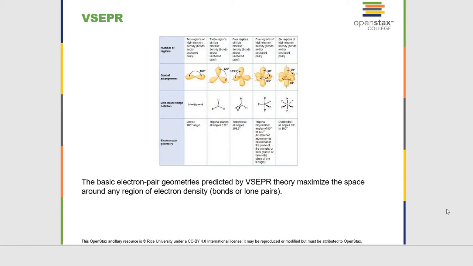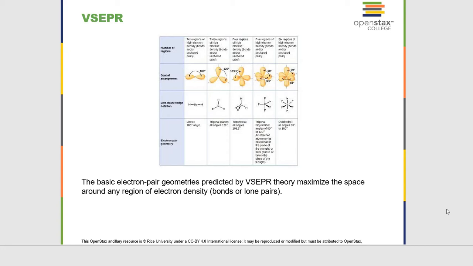Basically, the plan for this section is to go through the lecture notes, and then at the end, we'll go through several examples where we draw Lewis structures, and then we determine the shape of the molecules, and we also look at whether they're polar or nonpolar.